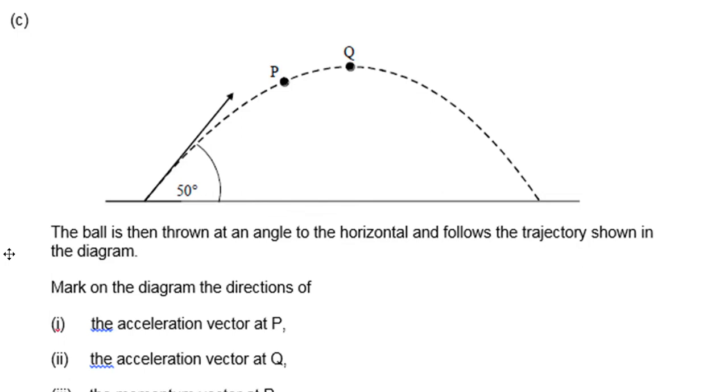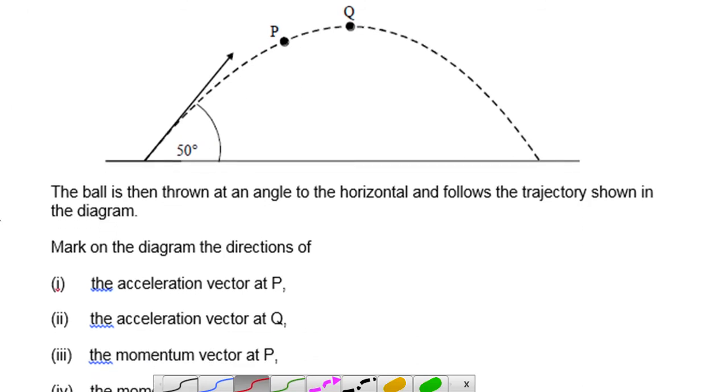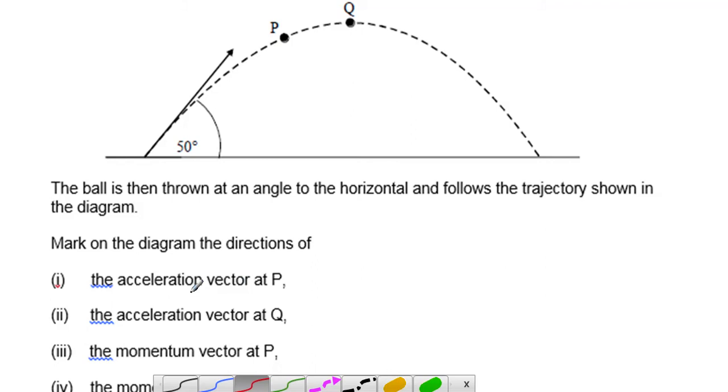Right, second bit, this is where it gets a bit nasty, because they've said, right, we're not sending a projectile horizontal, we're sending a projectile at an angle. Now, you can work all this out, it's not actually that difficult, but what they're expecting you to do here is just realise what's going on. So, acceleration vectors, not the velocity, the acceleration.